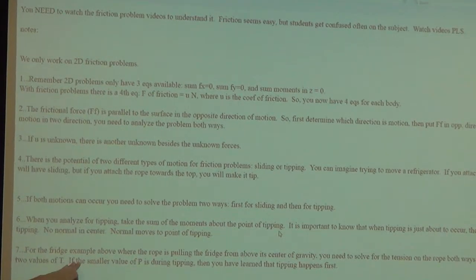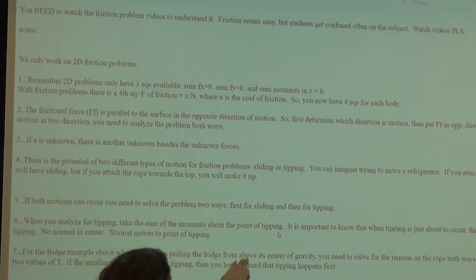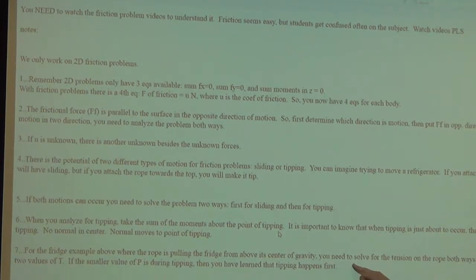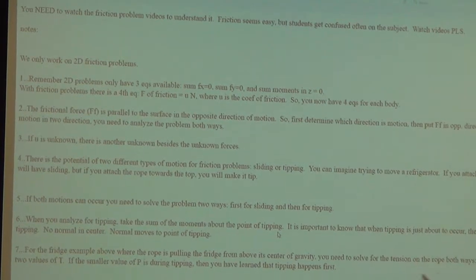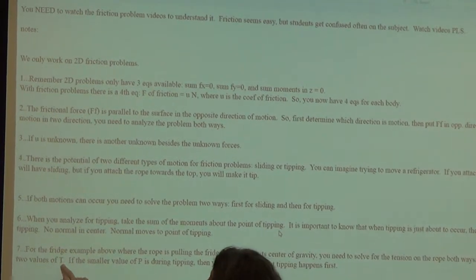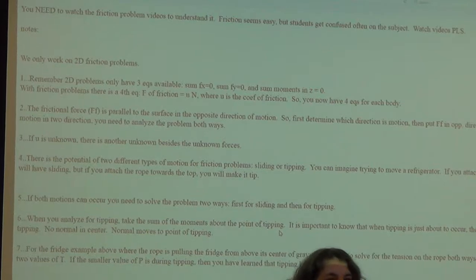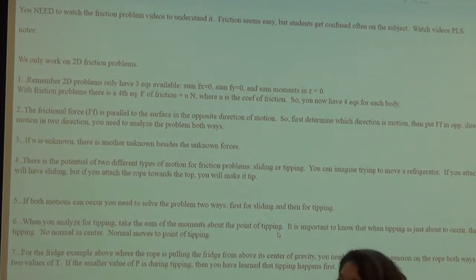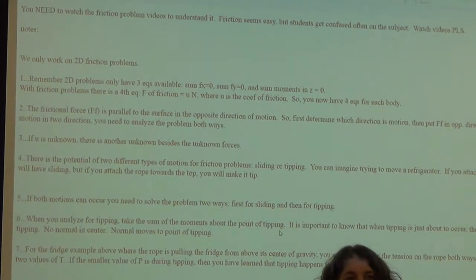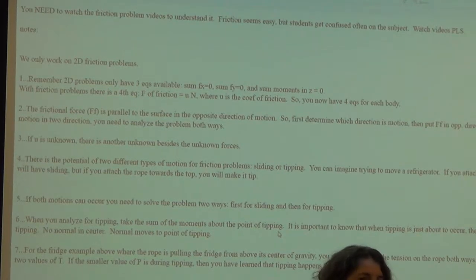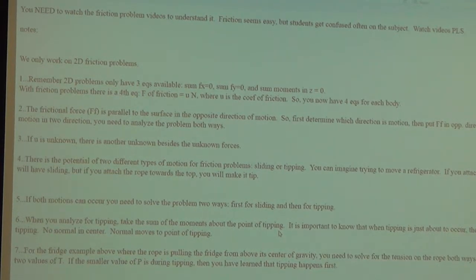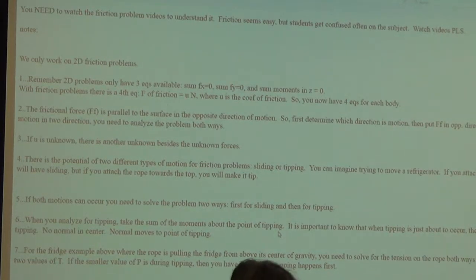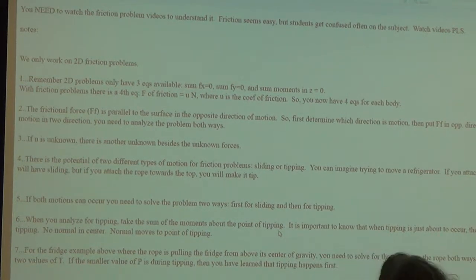For the refrigerator example above, where the rope is pulling the refrigerator from above its center of gravity, you need to solve for the tension of the rope both ways for sliding and tipping. You will get two values of T. So I said P, but if you have a rope around a refrigerator and we're calling it tension because it's a rope, if you solve for T up here for tipping and you solve for T down here for sliding, you're going to get two values of T.